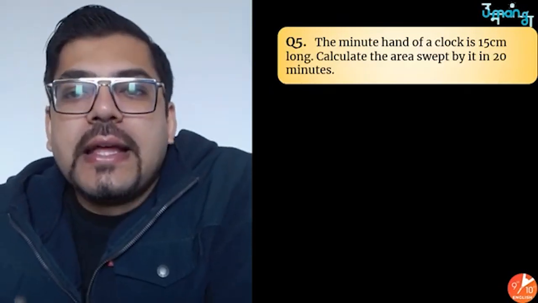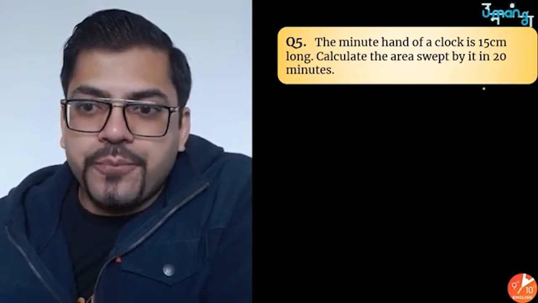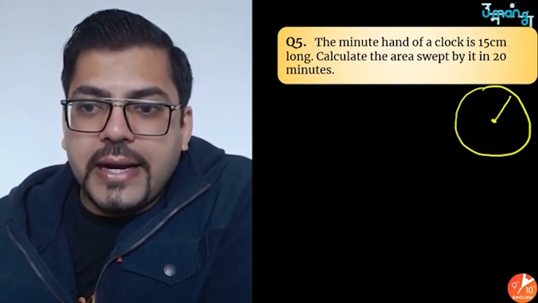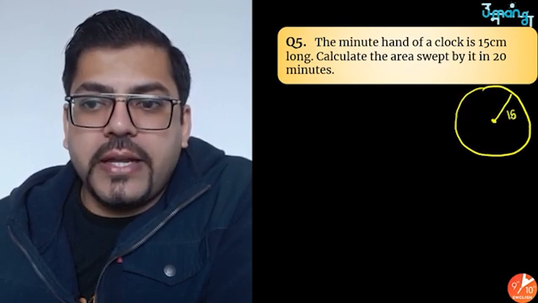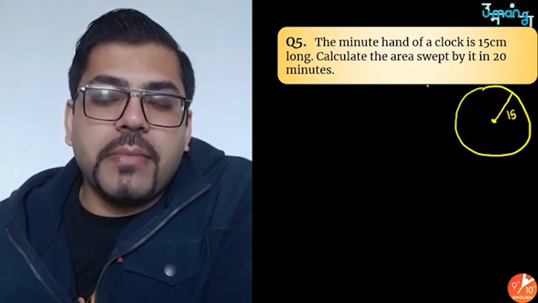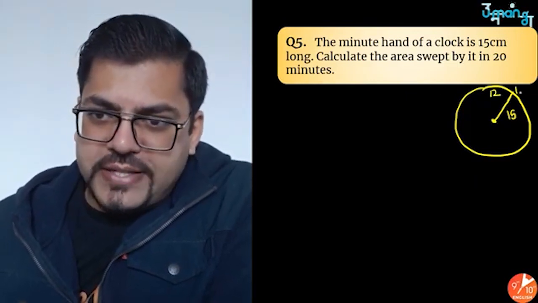Next question says, the minute hand of a clock is 15 centimeter long. Okay, so this is a circle. Minute hand is 15 centimeter long. Let it be like this, 15 centimeter. Calculate the area swept by it in 20 minutes. 20 minutes. Okay. Let me assume this is 12, this is 1.